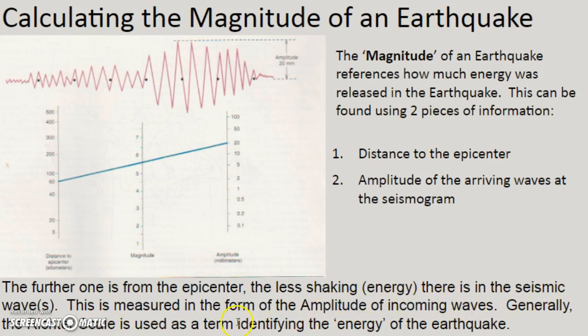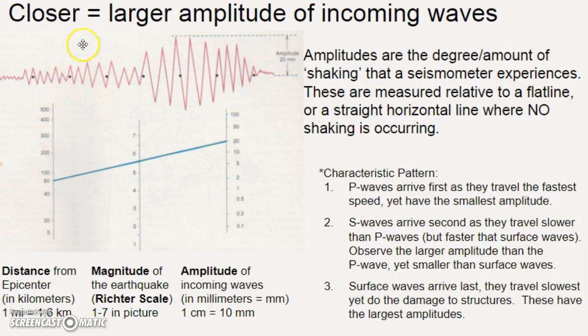Generally, the Richter scale is used as a term for identifying the energy of an earthquake, but you'll find that it's actually been updated by using the moment magnitude scale. So look here, the closer, the larger amplitude of the incoming waves. Therefore, the amplitudes measure the amount of shaking that a seismometer experiences. These are measured relative to a flat line, right? A flat line would say there's no earthquake, there's no energy of oscillation or shaking.